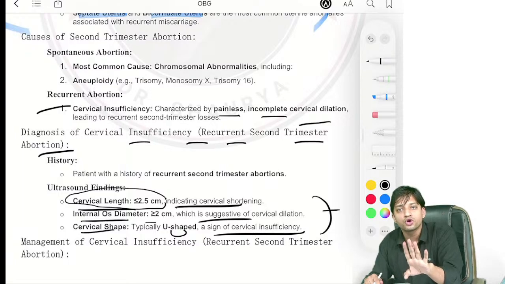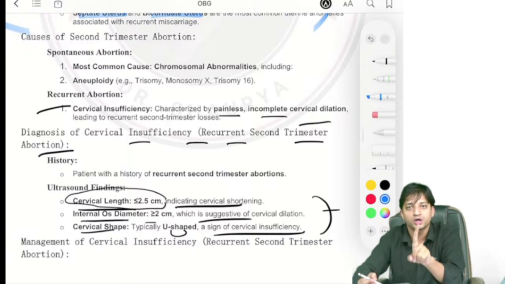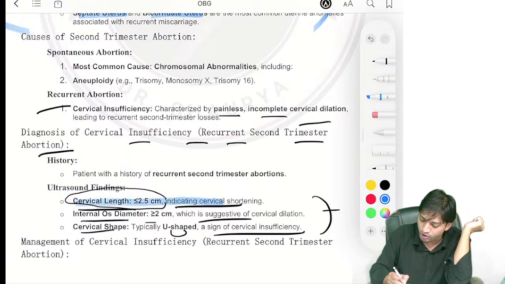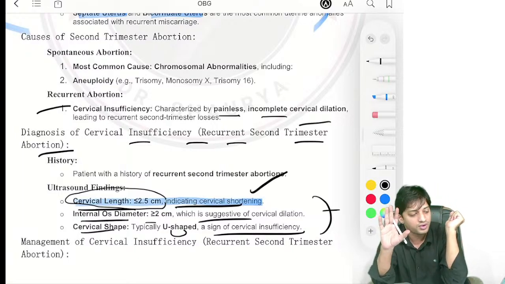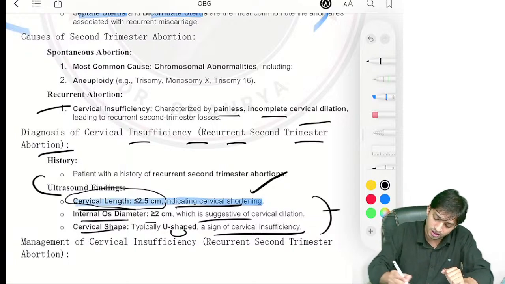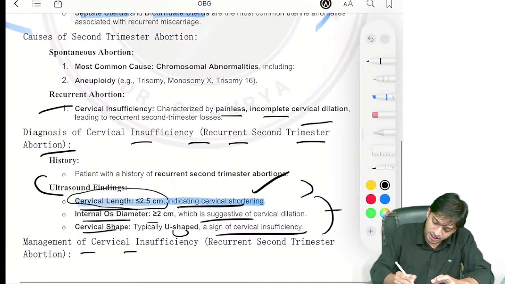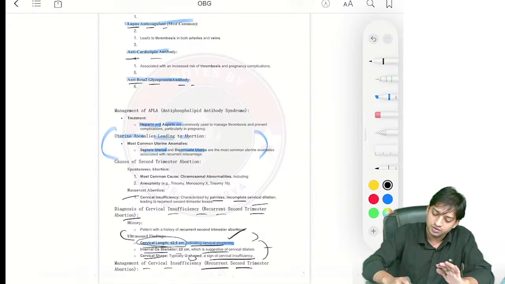Do you guys need to remember everything? No, not all 3 points. From the examination point of view, only one point you have to remember: cervical length less than or equal to 2.5 centimeter, indicating cervical shortening. This is enough at your level. They have asked you many times. This is more than enough. Just have a look here at cervical insufficiency. Now, coming to the management of cervical insufficiency. Recurrent second trimester abortion, what will you do here?